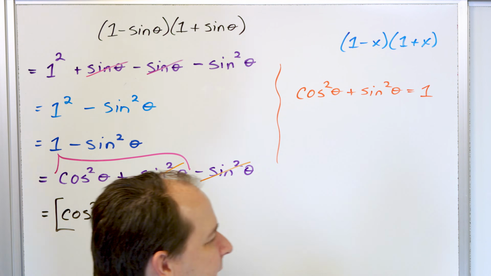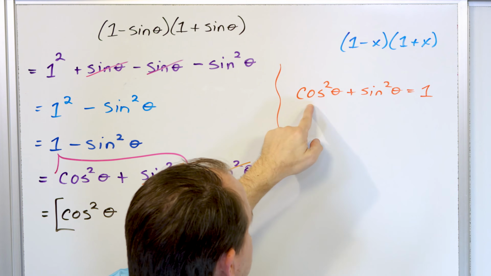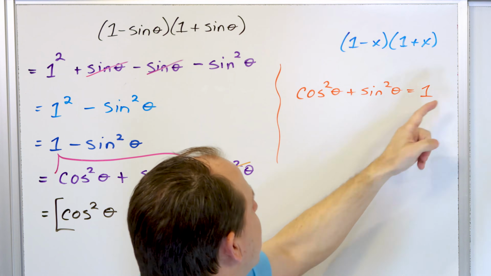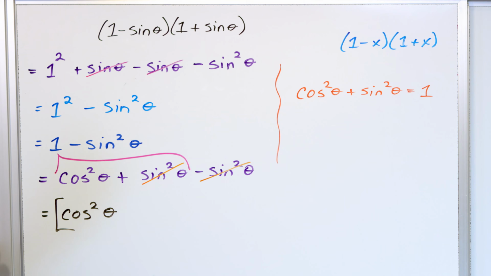You could say, well, cosine squared theta is just 1 minus sine squared theta, but then you get back to where you started. That doesn't really help you. Okay, you can't really get any simpler than this.